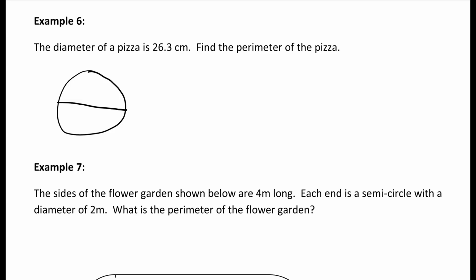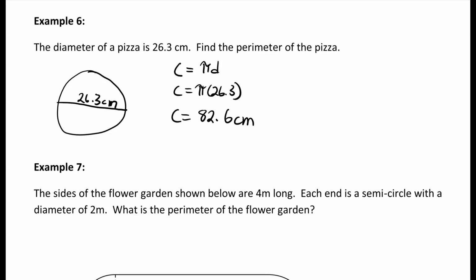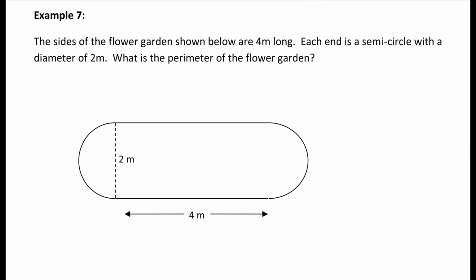The pizza is 26.3 centimeters for its diameter. We want to find the circumference, so the perimeter of this circle. If we have the diameter, we're going to use C equals pi times the diameter. C equals pi times 26.3. And our circumference will come out to 82.6 centimeters.